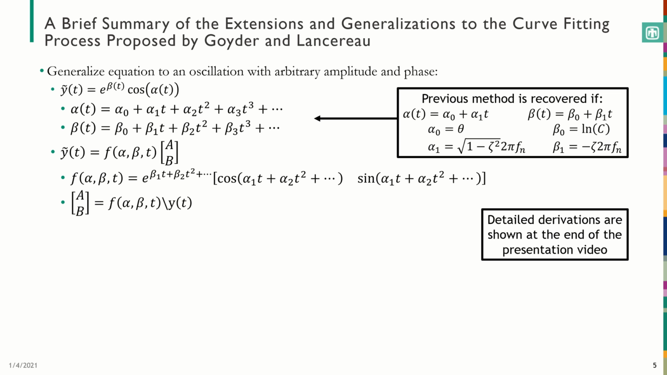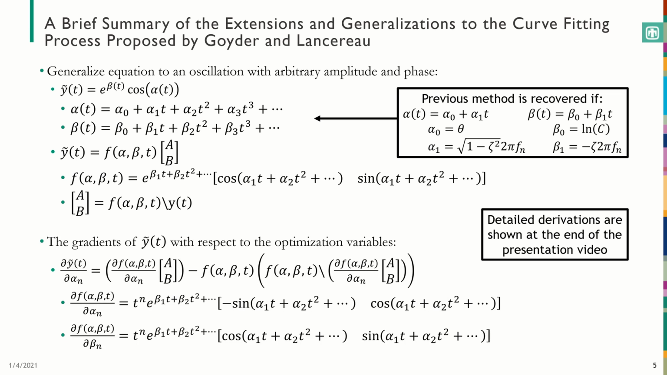After going through the same sort of manipulations as what Goyder and Lancereau did, we end up with an equation like this with a term for the optimization variables and another that is a linear least squares fit for the constants A and B. And then when implementing this in a nonlinear least squares algorithm like trust region reflective, it can approximate the gradient with central difference, but it will be much more efficient if you can define it analytically. So here is what you get when you take the partial derivative of the equation for the fit with its specific partials with respect to the alpha and beta variables shown there. And again, I'll show a more detailed derivation of this at the end if you're interested.